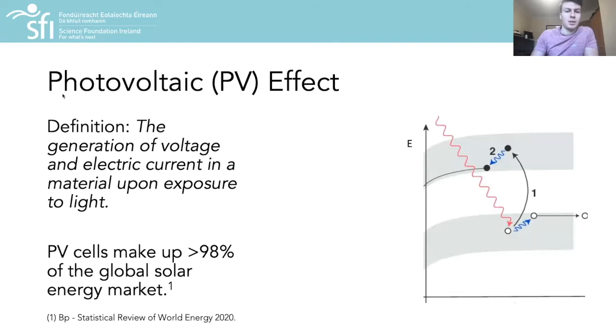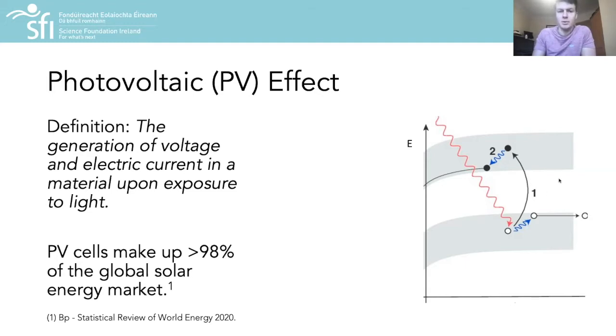The photovoltaic effect, which is the principle upon which the vast majority of solar cells are based, is defined as the generation of voltage and electric current in a material upon exposure to light. So this is what solar photovoltaic devices are based on. These are our solar cells.